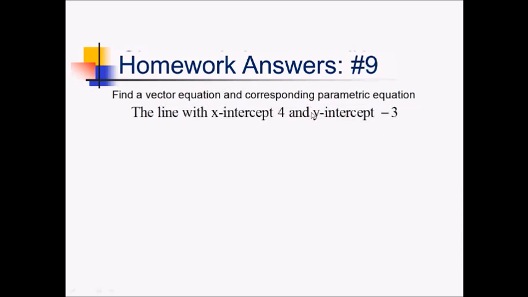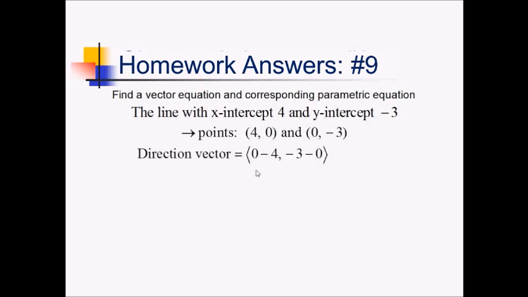For this problem, we want a vector and parametric equations for a line that goes through these 2 intercepts. Now, to make this a little easier, I'm going to rewrite these as actual points. So this x-intercept of 4 is really the point (4, 0). This y-intercept of -3 is really the point (0, -3). So now we have the same situation as we had on one of our earlier problems, where you just need a direction vector based off of 2 points. So we're going to get the component form for that direction vector. That'll be 0 minus 4, comma -3 minus 0. So that's a direction vector of (-4, -3).